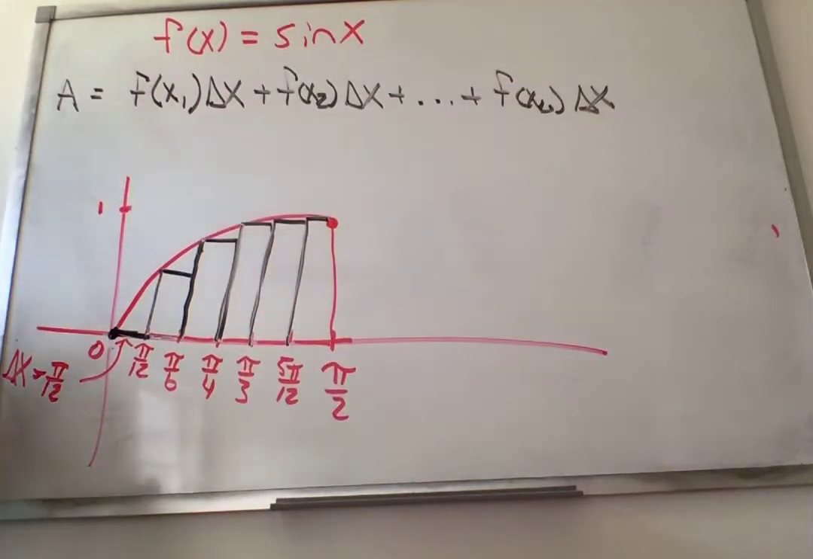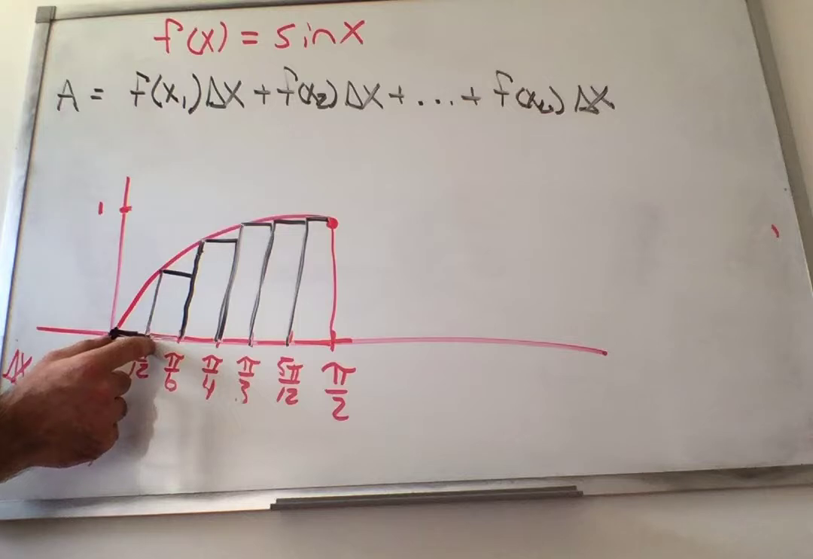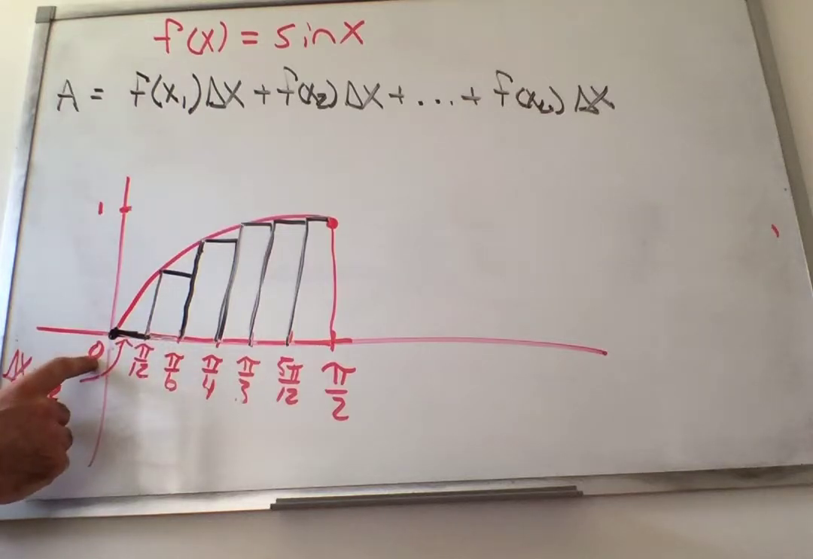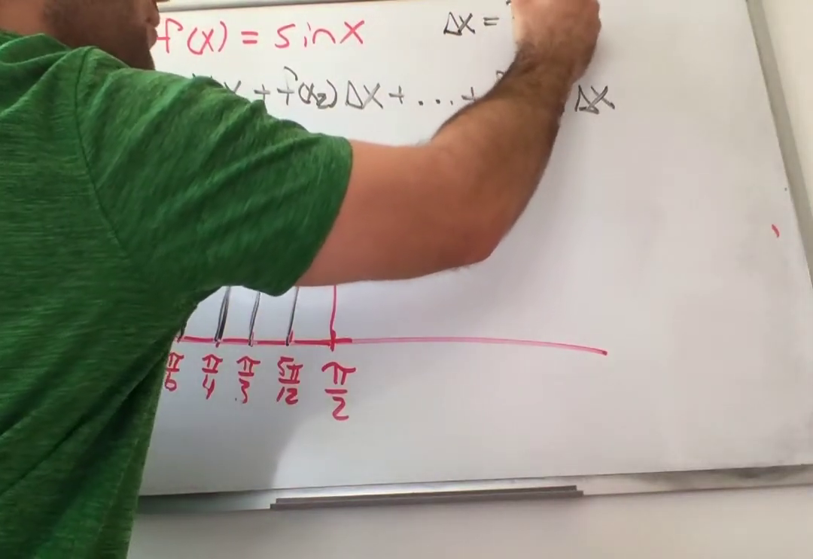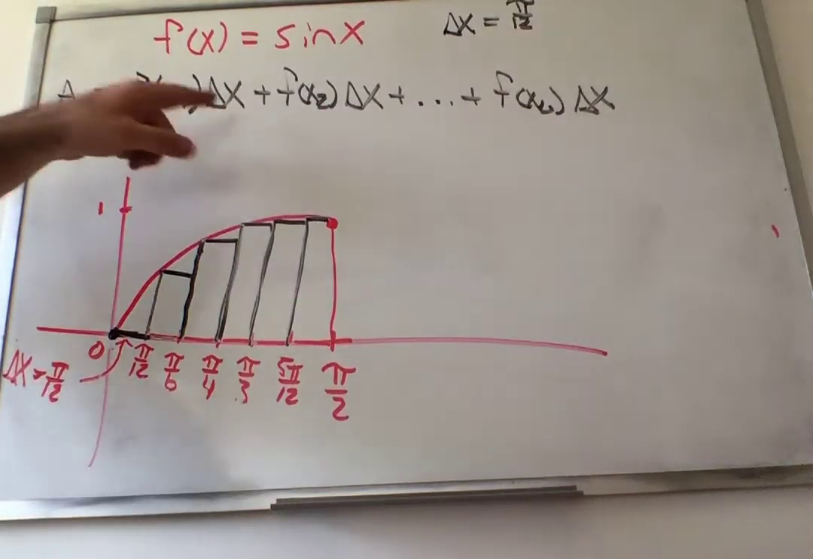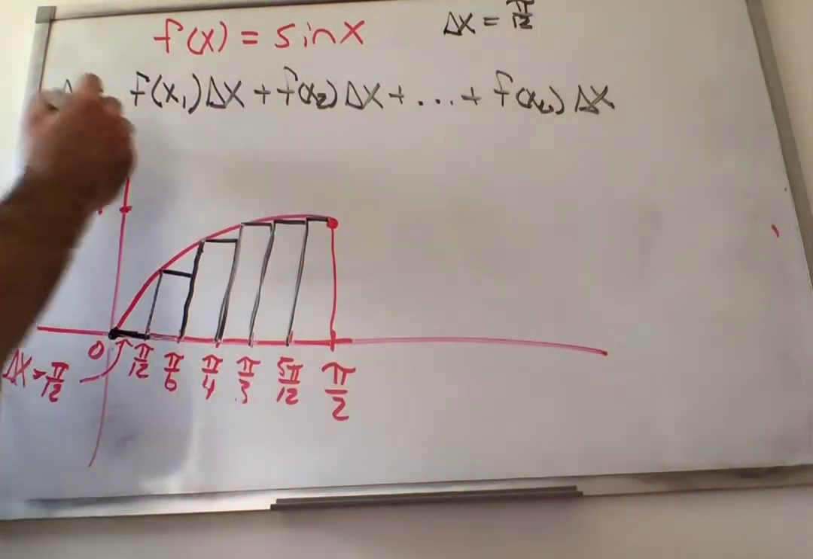Where x1, x2, x3, and so on are the chosen points down here. What are the endpoints? I'm doing a left approximation, so for this one right here, I'm going to choose 0. Now, not only that, we know what our delta x is. Our delta x is pi over 12. This has delta x, this has delta x, this has delta x. You could factor a delta x out.